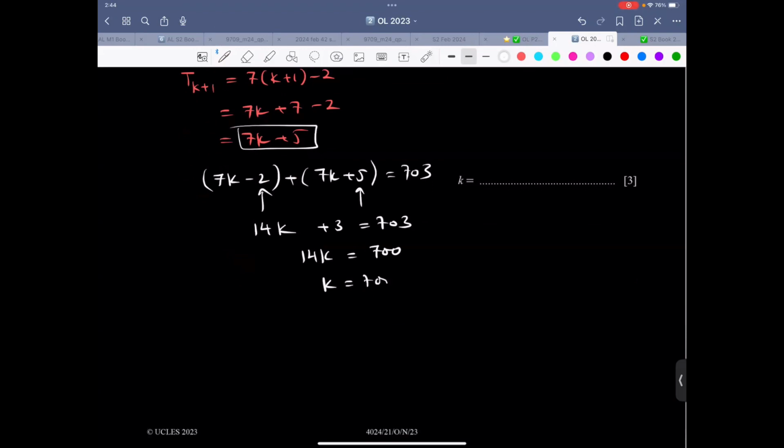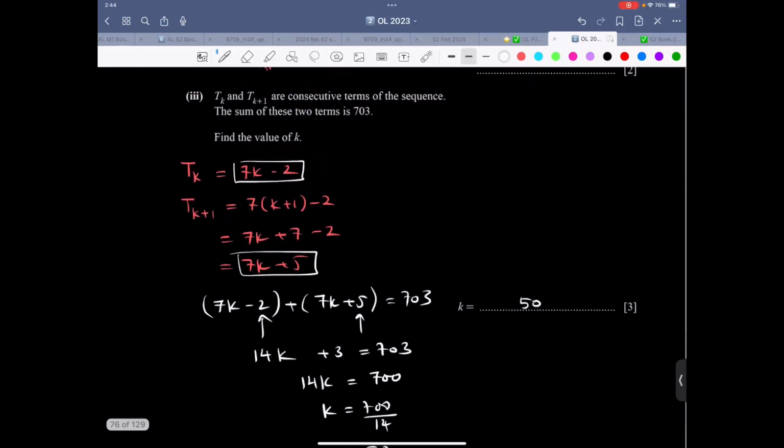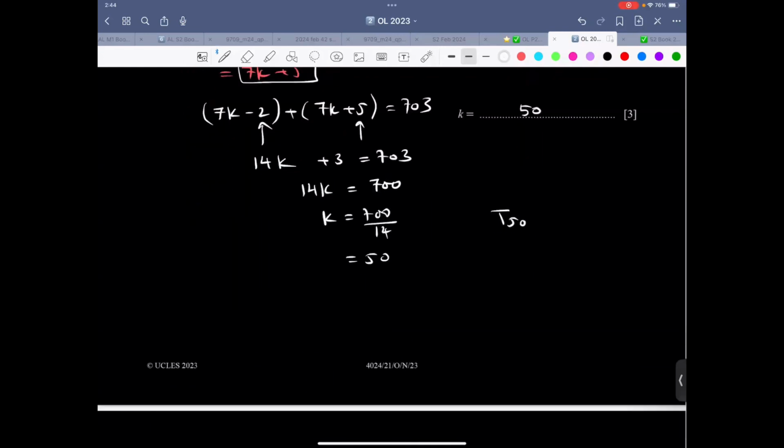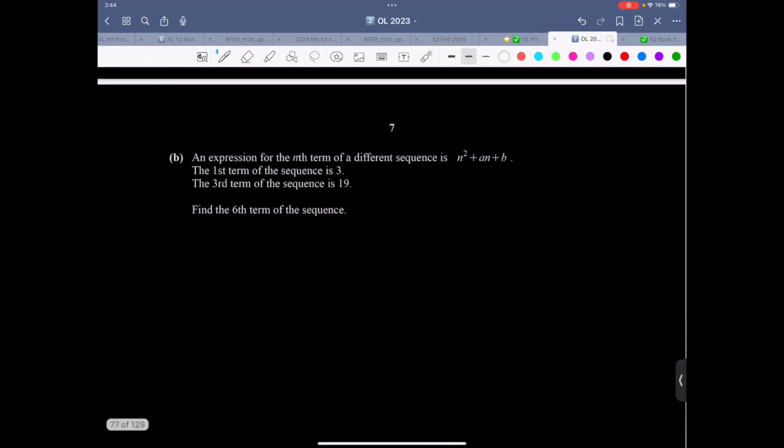k is 700 over 14. That's a nice number, which is 50. That means the 50th term, T50, and the 51st term of the sequence, they add up to 703. That is what is required over here.